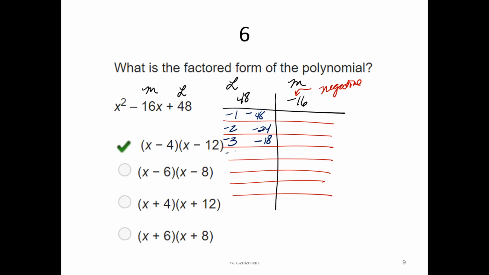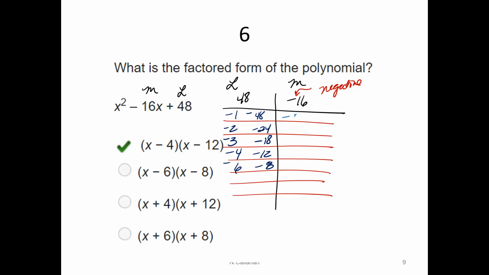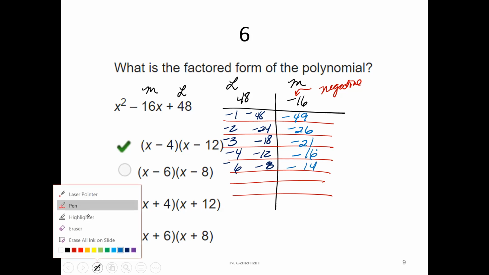Thanks. All right, so then maybe negative 4 and negative 12. Negative 6 and negative 8. And I think that's all the ones we can do, right? So let's now go ahead and add them together, okay? This gives me a negative 16, negative 14. Now let's see which one matches.